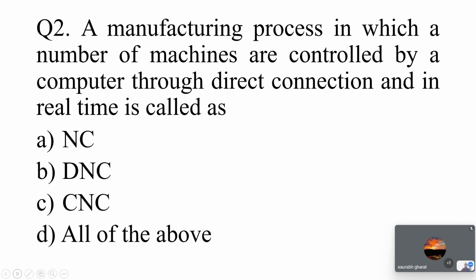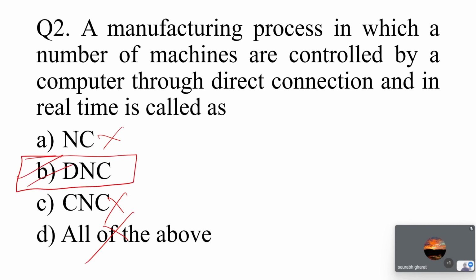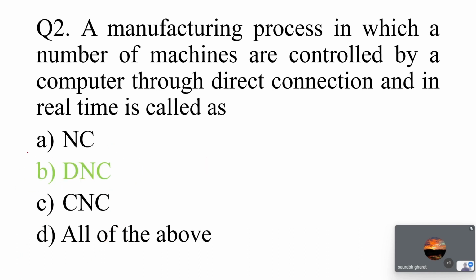It's a manufacturing process in which a number of machines are controlled by a computer through direct connection and in real time. It's called, so we don't call it NC, and we don't call it CNC because a direct connection is there, and all of the above is the wrong answer. So only DNC will be the correct answer. The question here is actually the definition of this. So DNC is your correct answer.